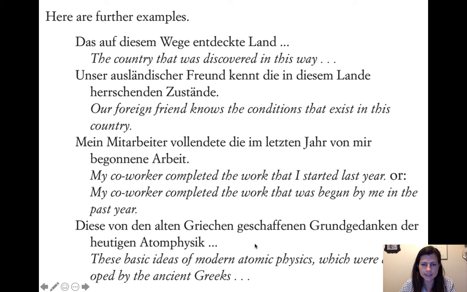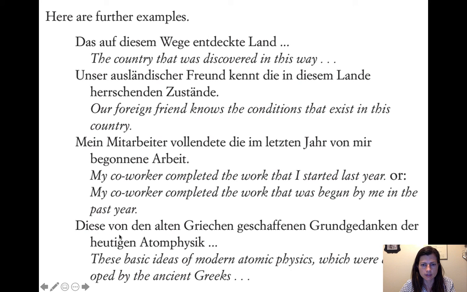Dieser von den alten Griechen geschaffenen Grundgedanken der heutigen Atomphysik. So these basic ideas of modern atomic physics, which were developed by the ancient Greeks. So it's like these, by the ancient Greeks, developed basic ideas of modern atomic physics. So this one's a little more complicated because you end up having the relative clause a little bit farther away. But just because of this, we have a genitive construction here. But it's basically the same principle.